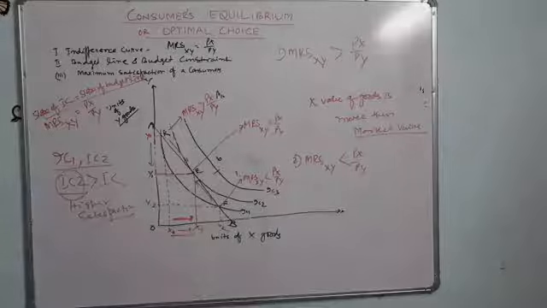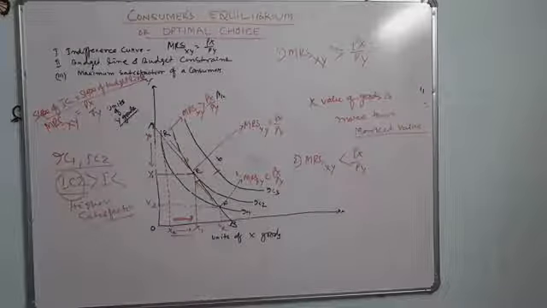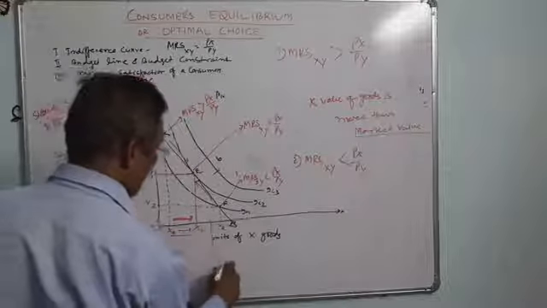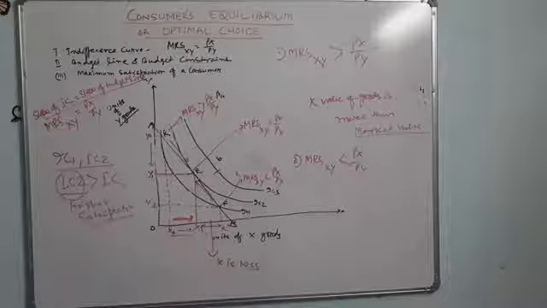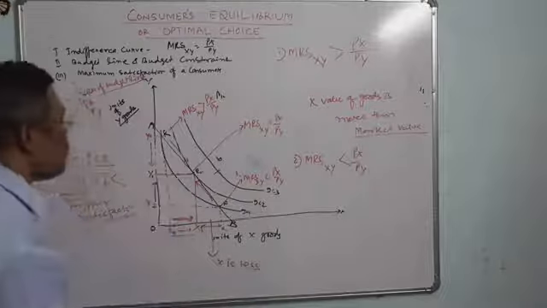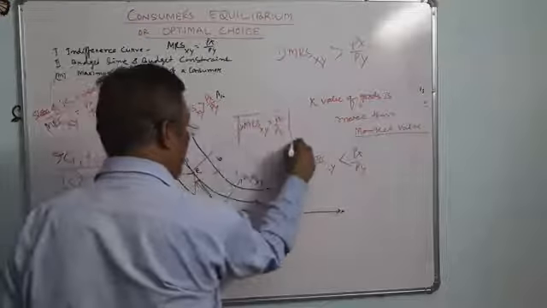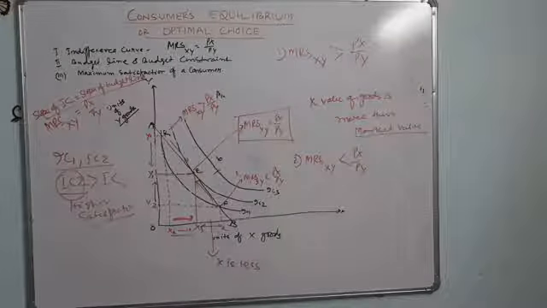It means that in this case, the marginal rate of substitution of X for Y is less than Px upon Py. The consumer values X less, so he will purchase less X goods, and the value of Y goods is more, so he will purchase more Y goods to reach this equilibrium, where the marginal rate of substitution of X for Y equals Px upon Py. This is called the consumer's equilibrium.